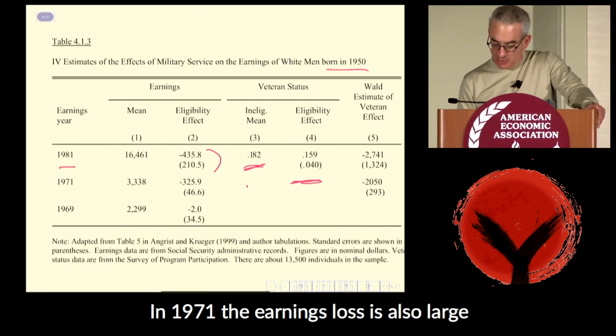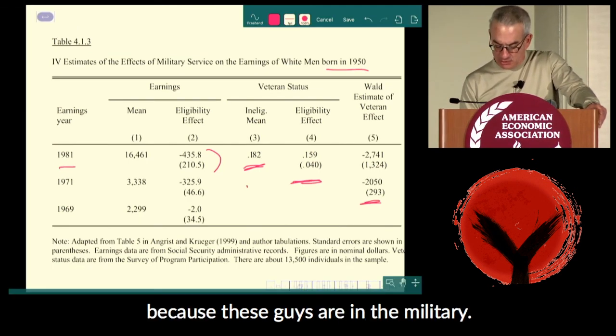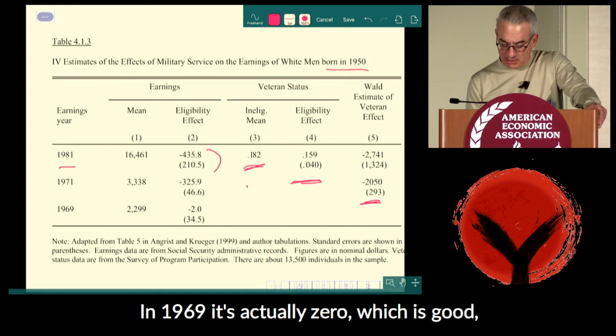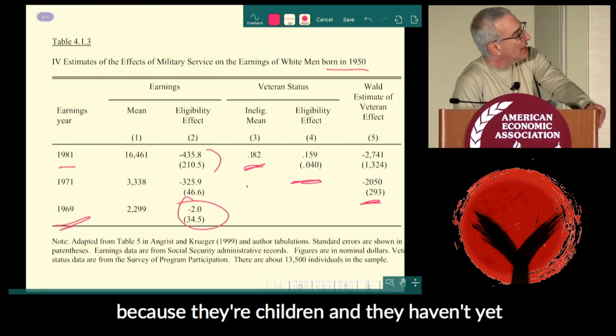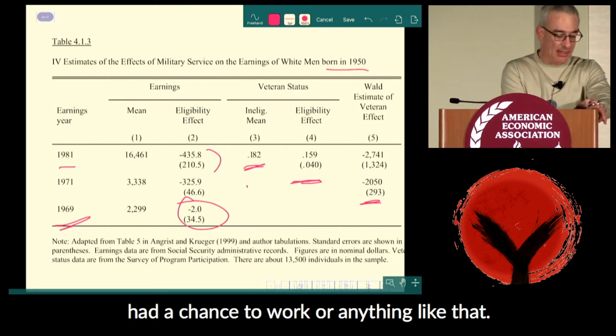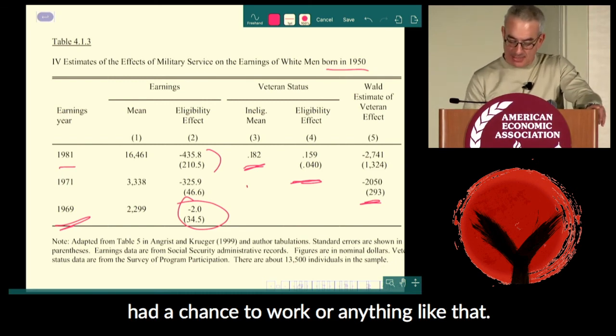In 1971, the earnings loss is also large because these guys are in the military. In 1969, it's actually zero, which is good because they're children and they haven't yet had a chance to work or anything like that.